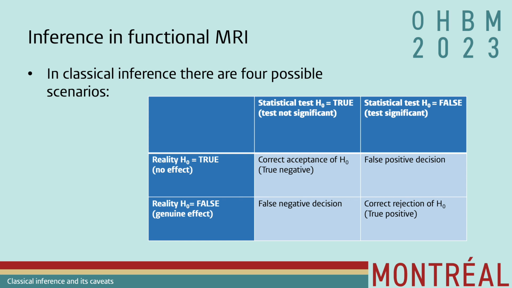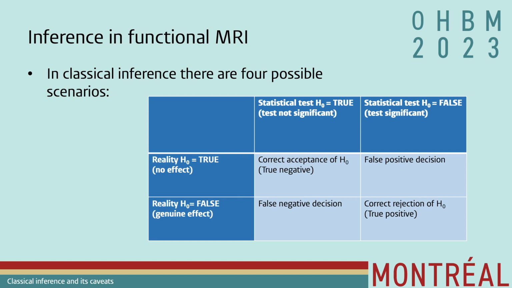On the columns that you see here, we see the outcomes of our statistical test. Our statistical test, be it a t-test, a z-test or an f-test, can conclude two things. It can conclude that the null hypothesis is true, so the test says there's no significant activation in this voxel, or it can say that the null hypothesis is false, so we reject the hypothesis, and we say that this voxel is significant. In this case, there are four different options. So we can either be correct in the acceptance of our null hypothesis, which is a true negative.